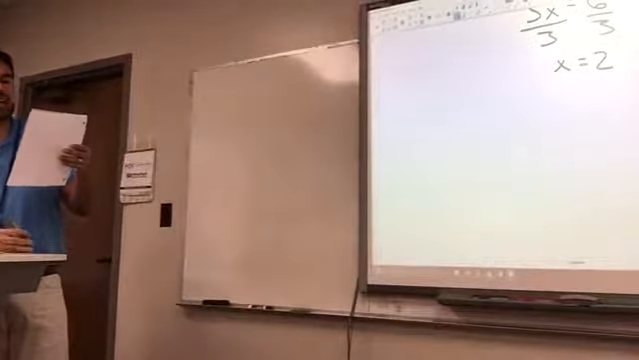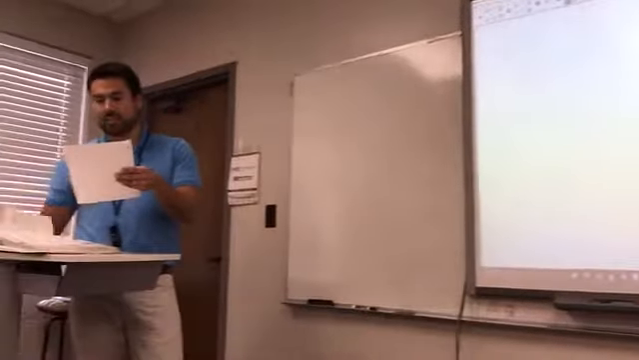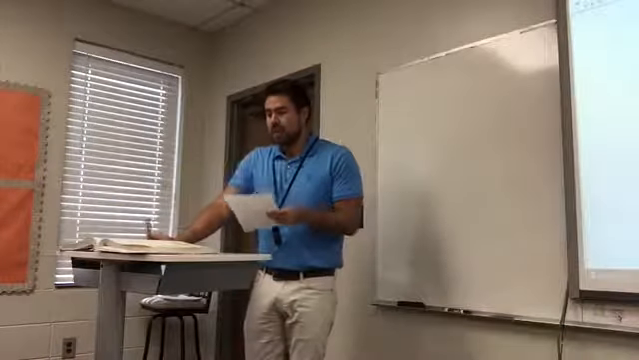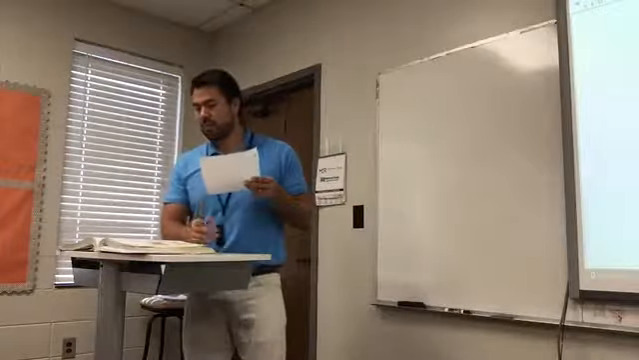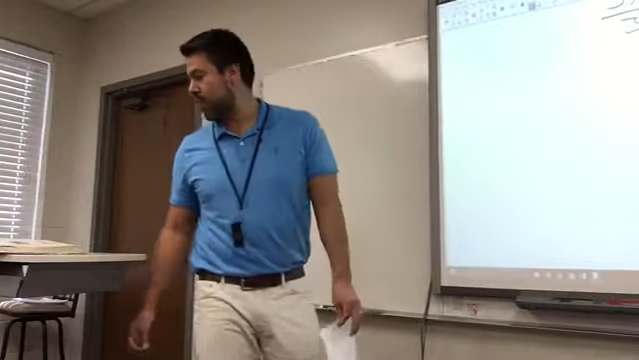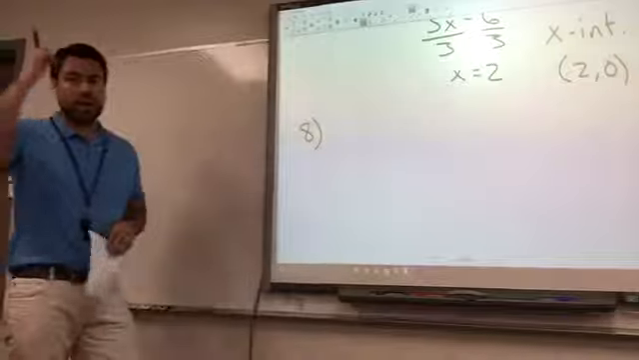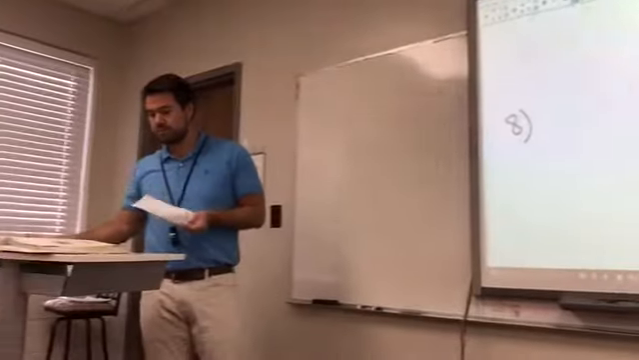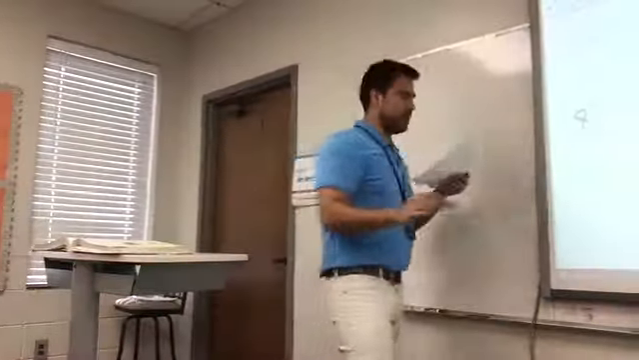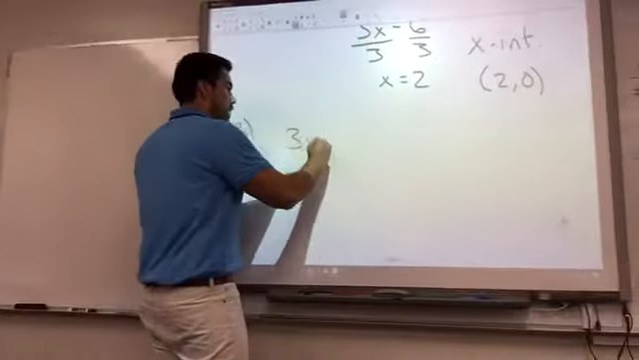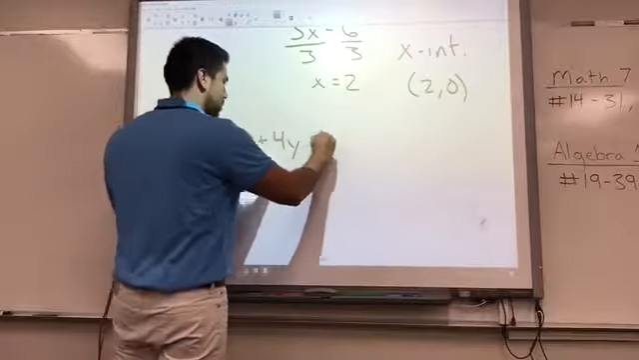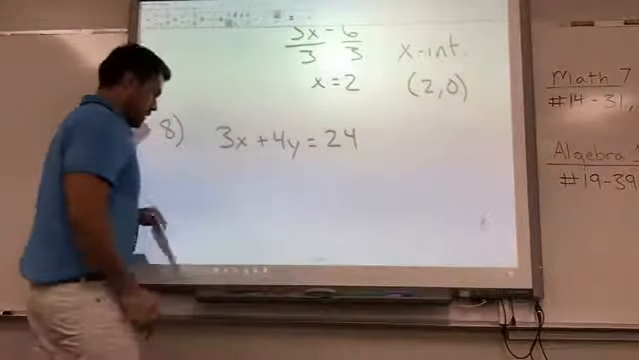Okay, let's look at page 350. I'm going to make sure you guys get this. Page 350, a couple pages up, and then work on number 8. It says find the x and y intercepts of the graph of each equation. So number 8. I want to find the x and y intercepts. So number 8, they give me 3x plus 4y equals 24.